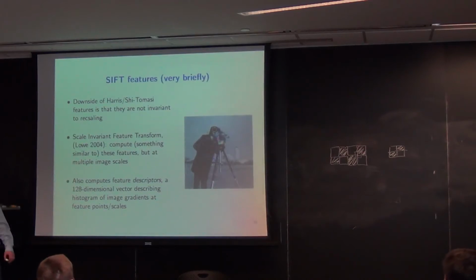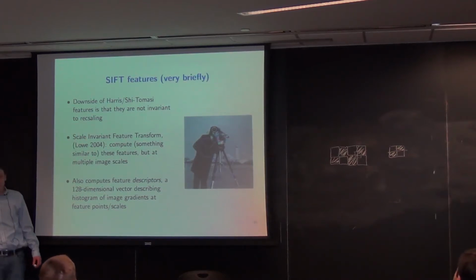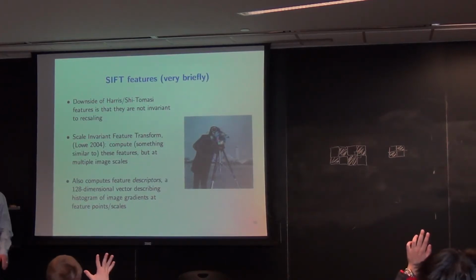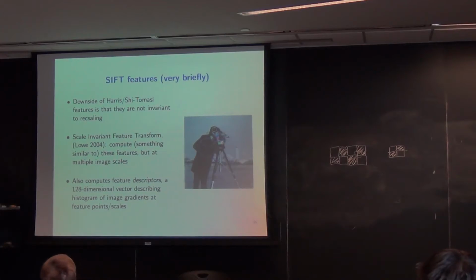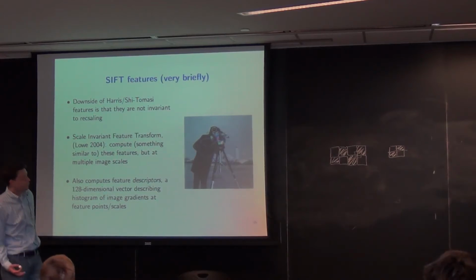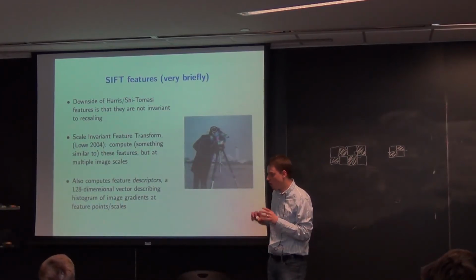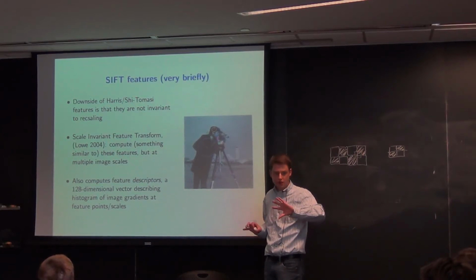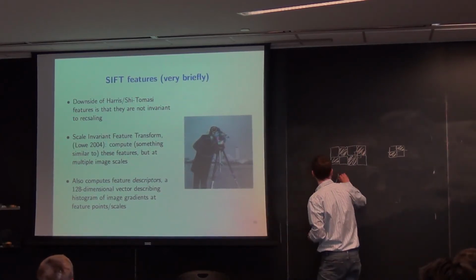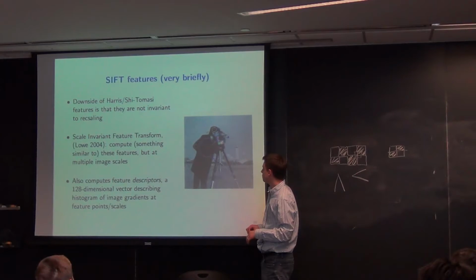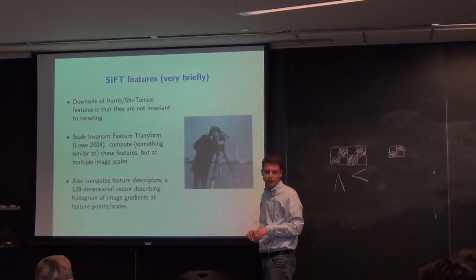Okay. So one last thing before I move away from features is I want to at least make a mention of a set of features that have become much more popular than Harris features, which are called SIFT features. Who here has heard of SIFT features? Okay, great. So essentially, a problem of the Harris corner detector or the Shi-Tomasi corners is that, while they are invariant to things like rotation, right? If you take a corner and you rotate it, that will still be a corner. But they aren't invariant to scaling.